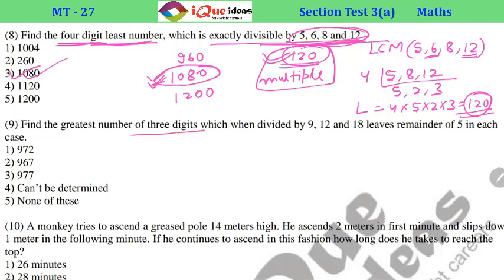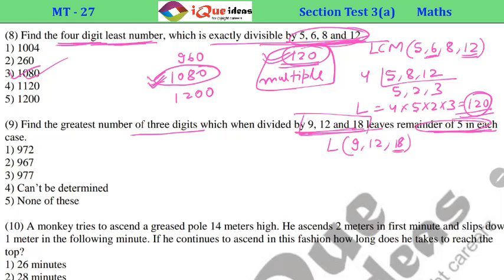Find the greatest number of 3 digits which when divided by 9, 12, 18 leaves a remainder of 5 in each case. Now forget the remainder for a second. We'll use it later on. First you find the number which is divisible by all of these 3. The smallest number which is divisible by all of 3. So that will be the LCM. LCM of 9, 12 and 18.